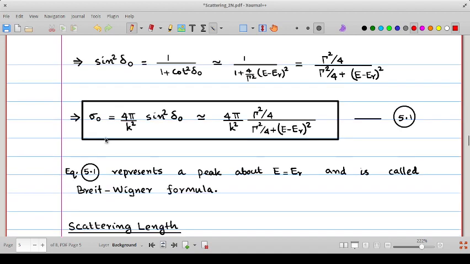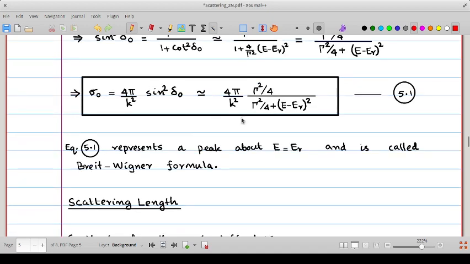And the S wave contribution to the total scattering cross section is 4 pi by k square times sine square delta 0, and is given by this approximated form. So this represents the resonant peak at energy E equal to ER. As E goes far away from ER, this dies off, and at E equal to ER, this has a maximum given by 4 pi by k square. And this formula is called the Breit-Wigner formula.